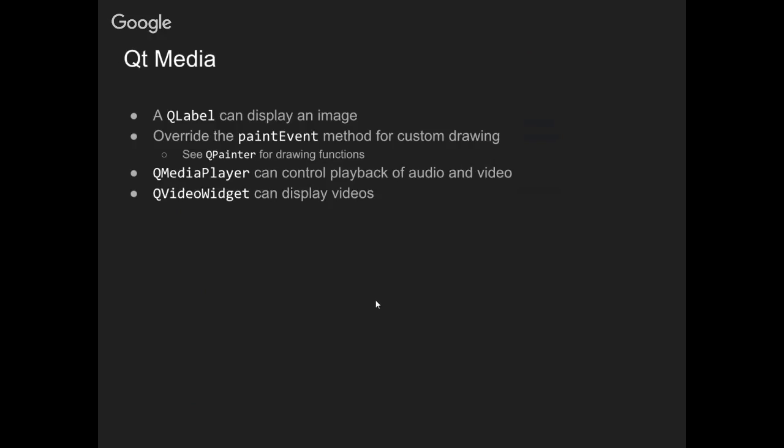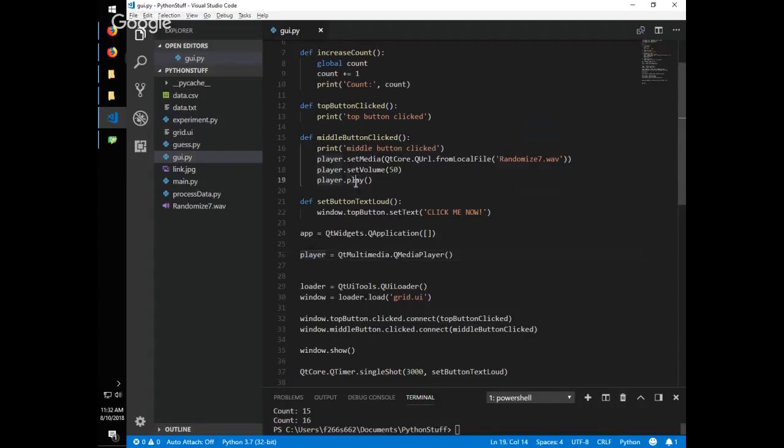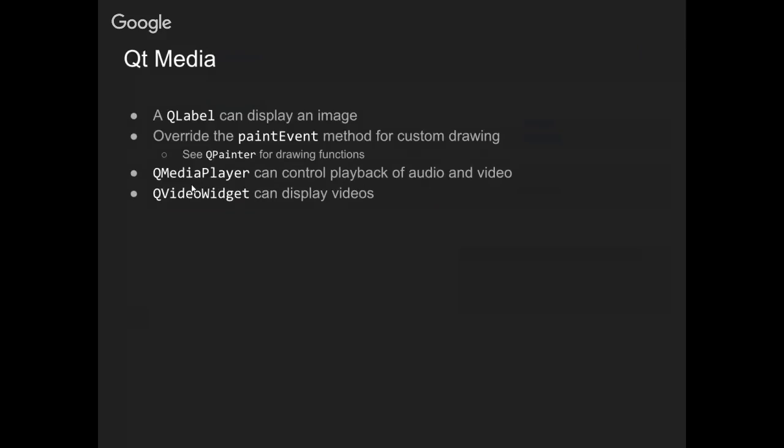So that's how you can play sounds with Qt. If you wanted to play video, you can use the QMedia player to load video files as well. The only thing you'd have to add to it is a QVideo widget to actually display the video. So you'd use QMedia player to play, just like we did with the sound, but you would have to attach it to a QVideo widget in order for the video to show on the screen somewhere.